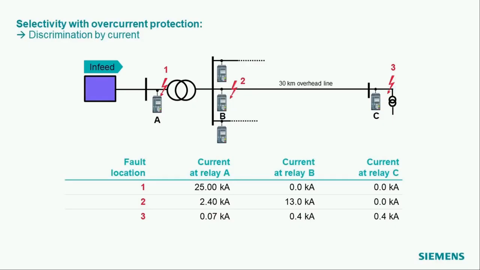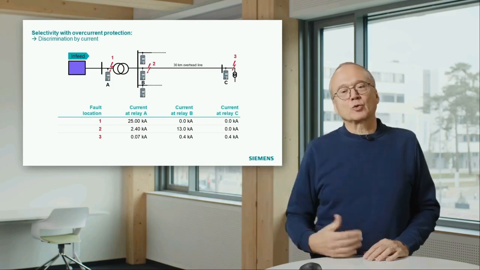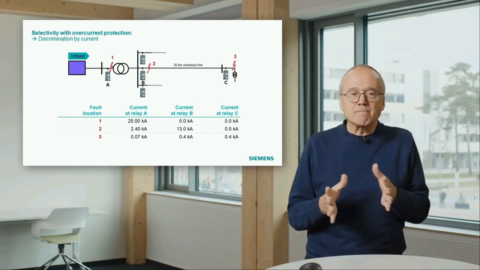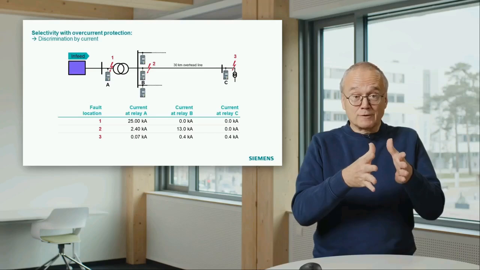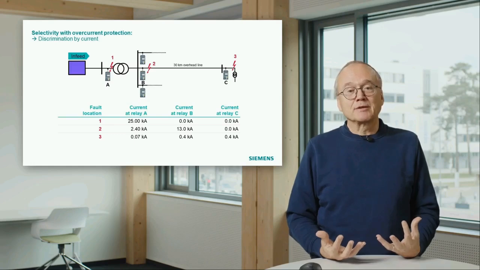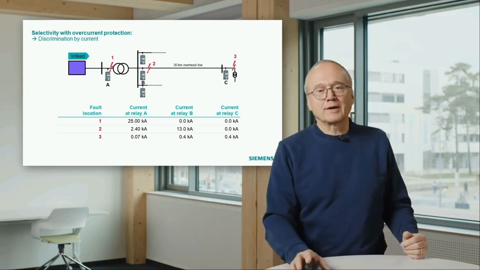The same thing applies to relays at location B. If they see a current above 400 amps, it knows the fault must be somewhere on the line, because if the fault is at location 3, it must be lower. That means in such an arrangement where we have significant impedances, here it is the transformer and the long line, if we have significant impedances involved, we can use the current to decide, do we need a fast trip or not.